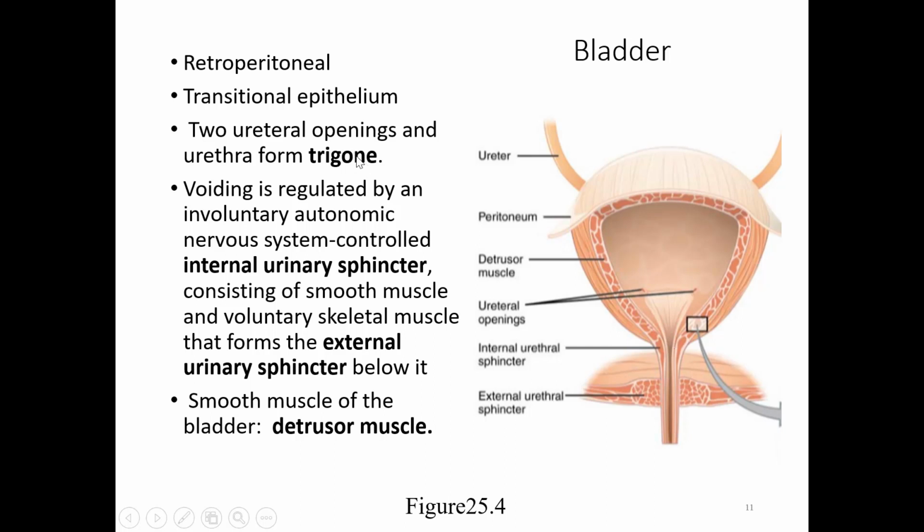Here it is. So voiding is regulated by the autonomic nervous system that can control the internal urinary sphincter. It's located right here at the very beginning of the urethra. And also we can control it voluntarily by controlling our external urethral sphincter, which is made out of skeletal muscle. Smooth muscle in the bladder walls is called detrusor muscle.